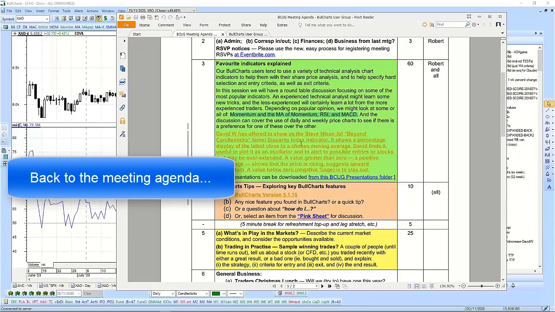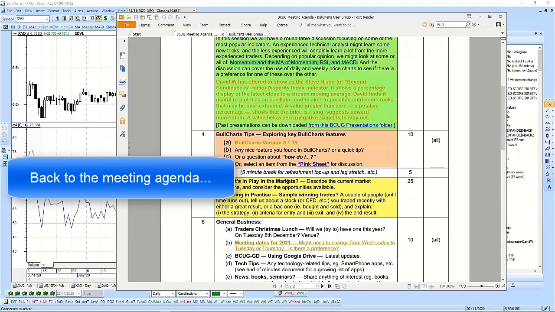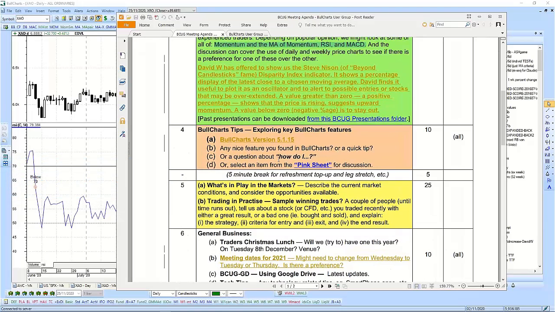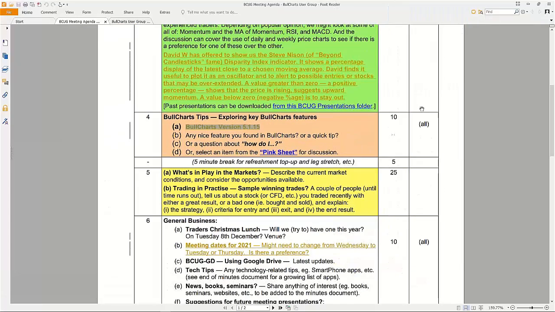Okay, let's move on in the agenda. The last couple of items we'll get through very quickly and we'll wrap up and end. Agenda item number 4, BullCharts tips, exploring key BullCharts features. Now version number 5.1.15.